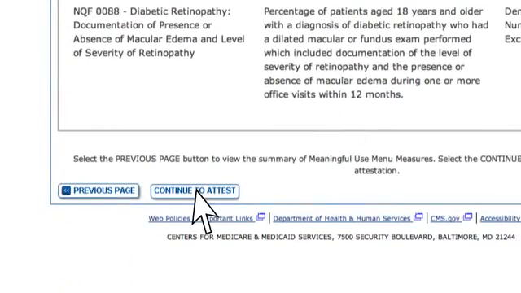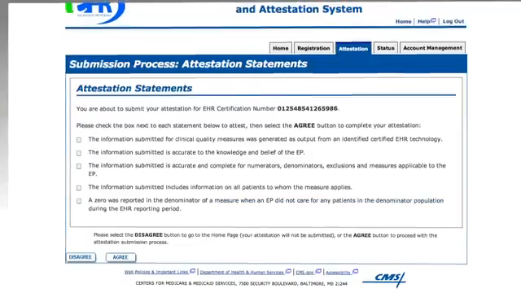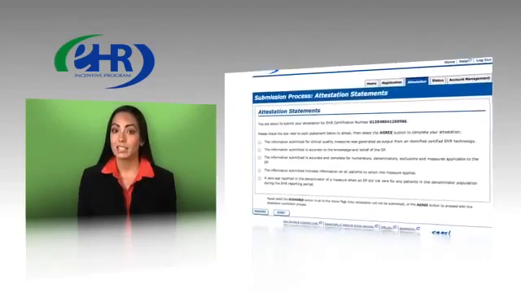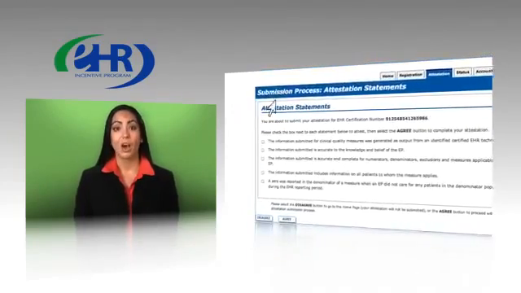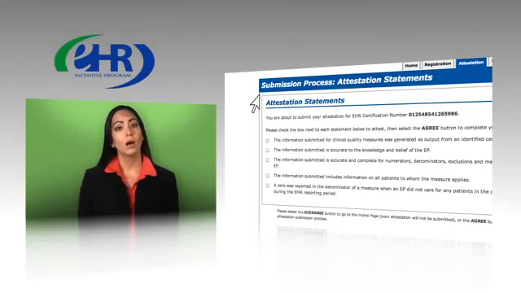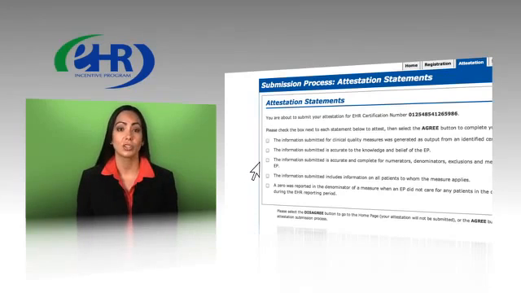Click the Continue to Attest button to leave the Summary of Measures section and proceed with the attestation process. Before submitting an attestation, you must agree to several statements. On the Submission Process Attestation Statements page, a box must be checked next to the 5 statements about the authenticity and accuracy of your attestation.